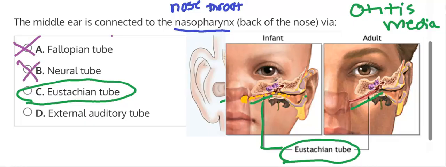And then option D, the external auditory tube or the auditory canal. This is located in the outer ear. So this helps to pass sound waves from the outer ear to the tympanic membrane. So not the structure we're looking for connecting to the nasopharynx. So we can eliminate option D. And therefore the eustachian tube is still our correct choice here.